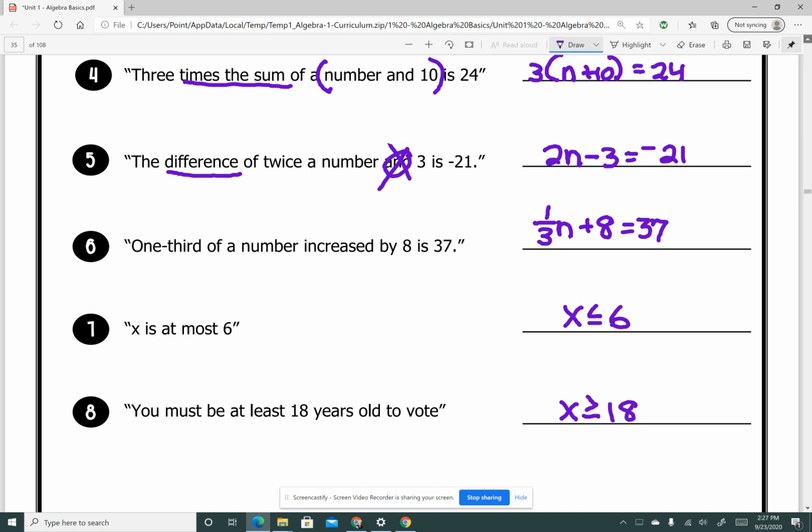So if you had a little trouble with those, go back, rethink them, try to write a couple of your own. That sometimes helps you. And do your homework right away before you forget any of this.